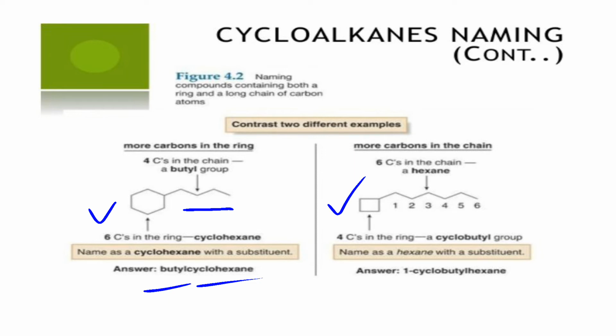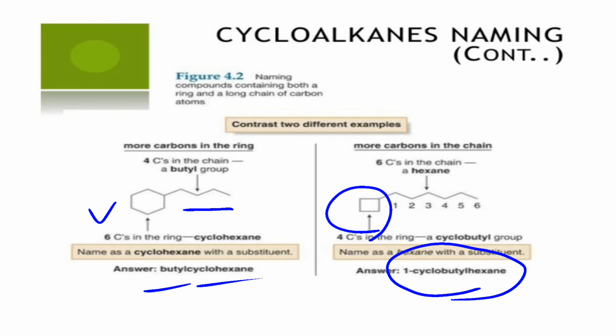In the contrasting example, the cycloalkane ring has four carbon atoms, but the longest chain has six carbon atoms. Therefore, the parent chain is the longest chain, which has six carbons: hexane. The cyclobutyl ring is the substituent group, so the IUPAC name is cyclobutyl hexane.